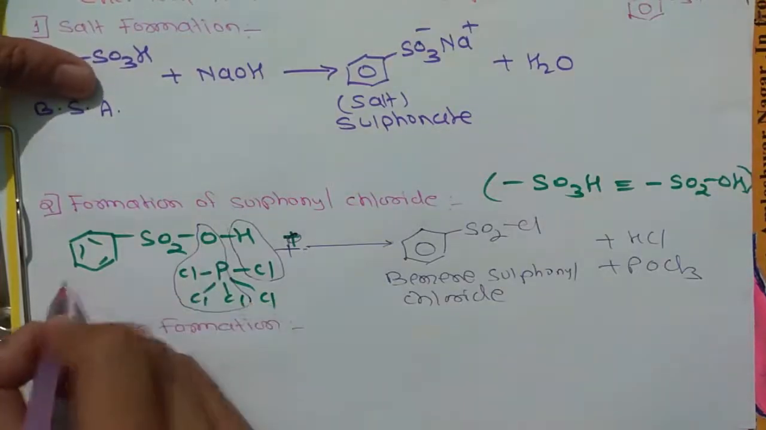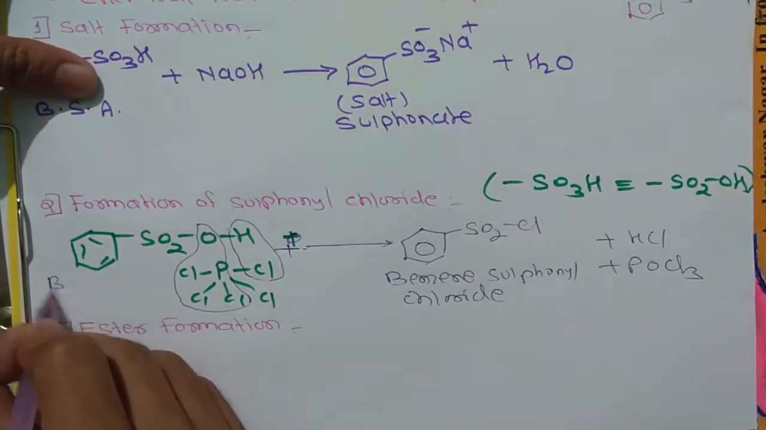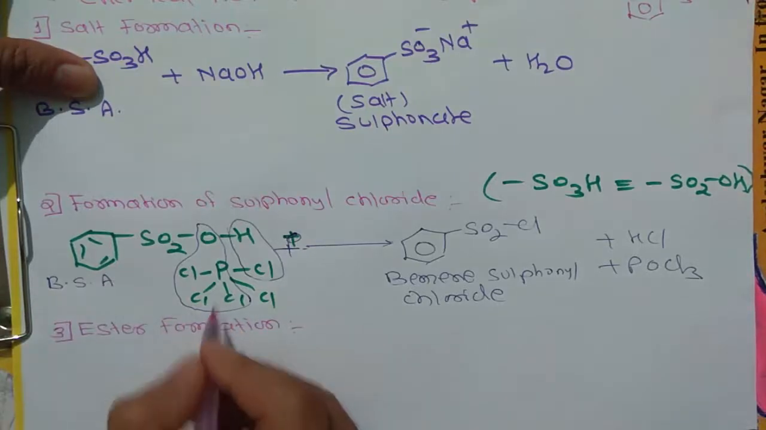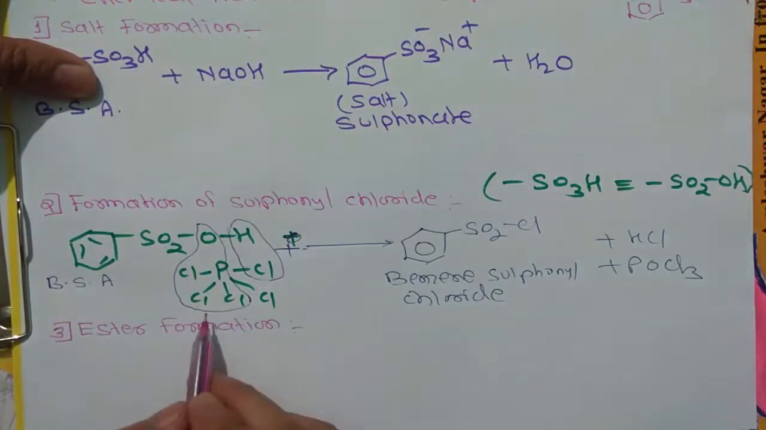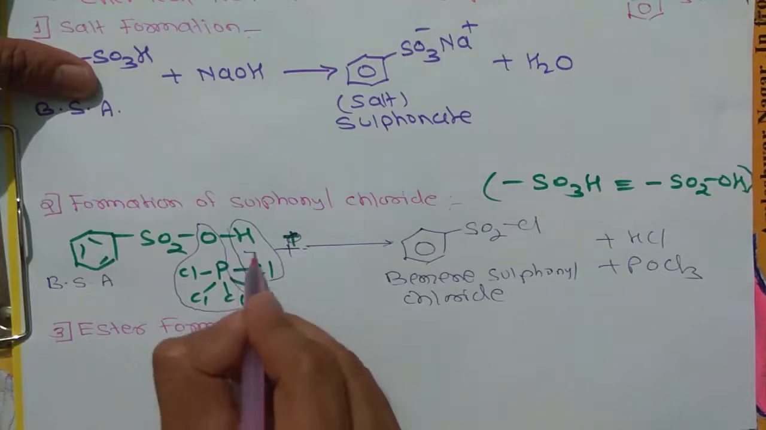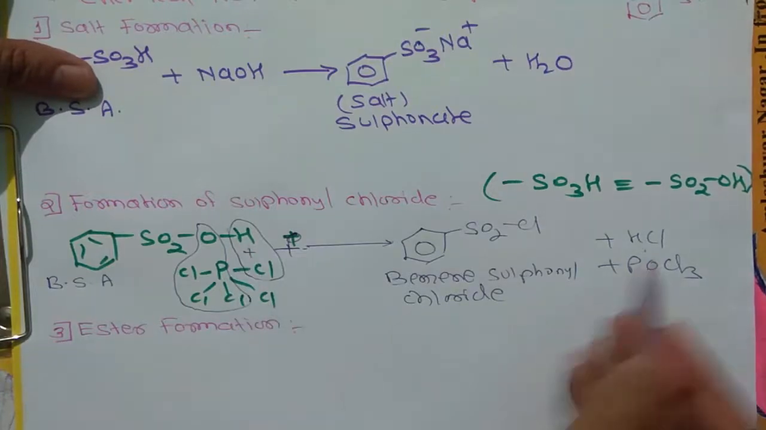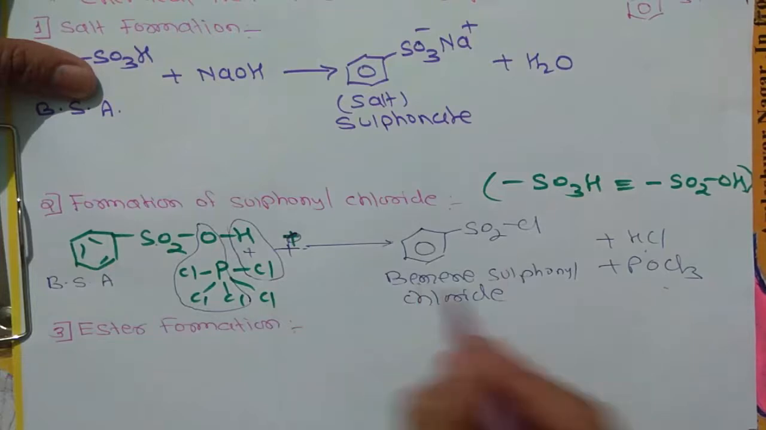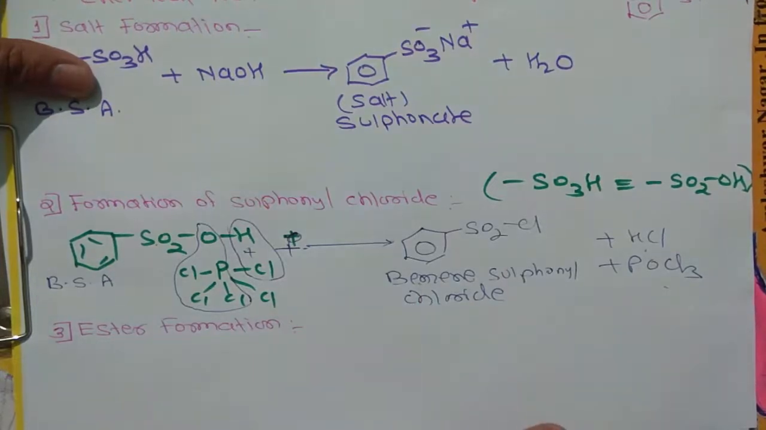This is the sulfonyl. It is the benzene sulfonic acid. It is reacted with phosphorus pentachloride, PCl5, and there is formation of HCl, POCl3, and SO2. That is, the benzene sulfonyl chloride is formed.